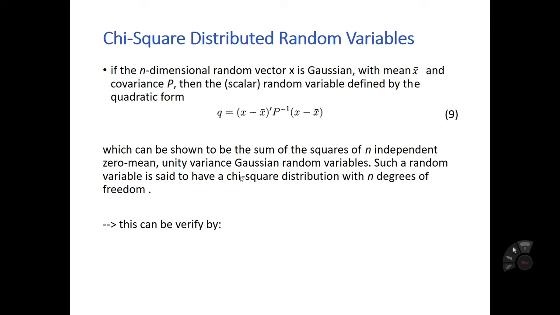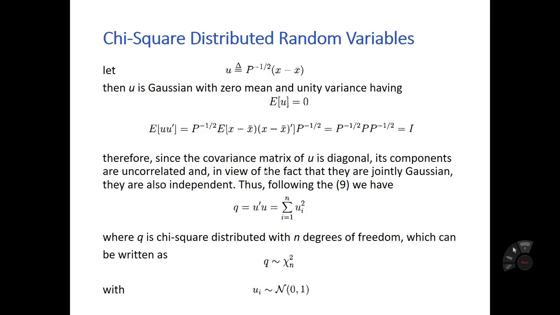So why is it called chi-square? This can be verified by this. Let u be a Gaussian with zero mean and unity variance. So suppose u is the inverse root of the covariance times the distance between the variable and its mean, and then it has zero mean and unity variance.